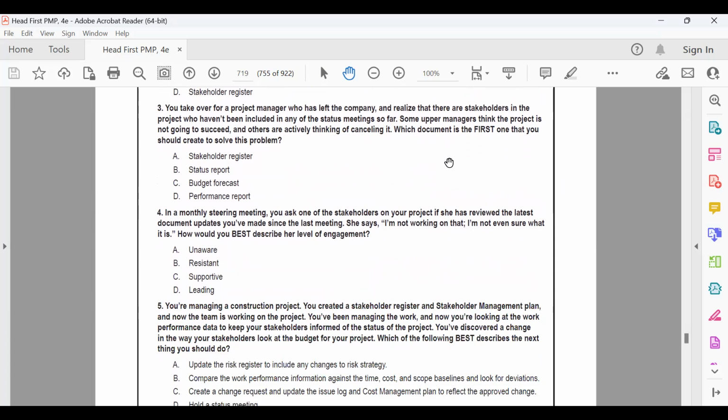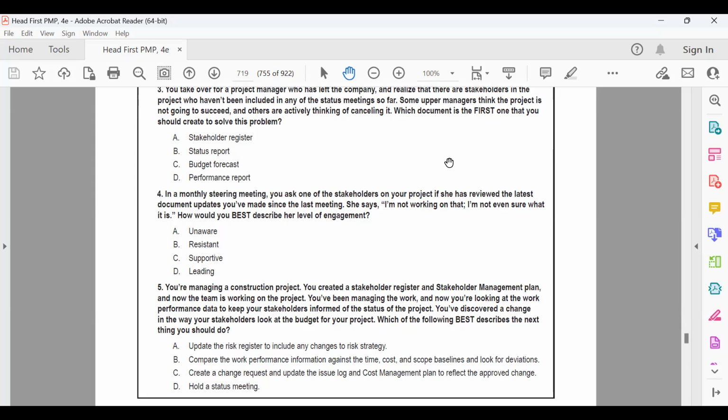Third, you take over for a project manager who has left the company and realize that there are stakeholders in the project who haven't been included in the status meeting so far. Now, some upper managers think the project is not going to succeed and others are actively thinking of canceling it. Which document is the first one that you should create to solve this problem? A. Alpha. Stakeholder register. Alpha, right? Alpha. Perfect.